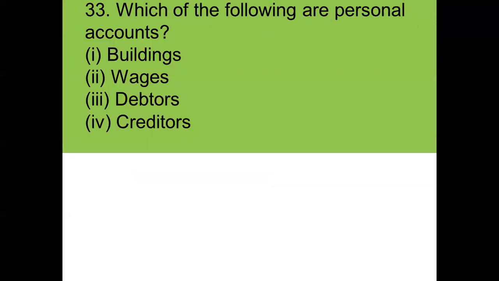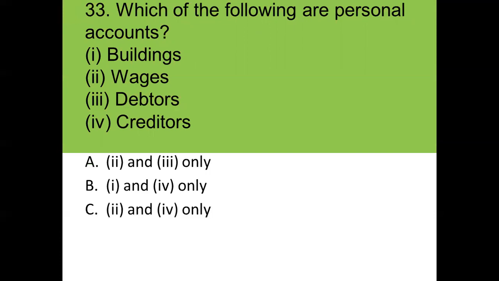Which of the following are personal accounts? Personal accounts, as we know, have two types: personal accounts of debtors and personal accounts of creditors. This means that 3 and 4 are the best answer for this question. 3 and 4, as we see.